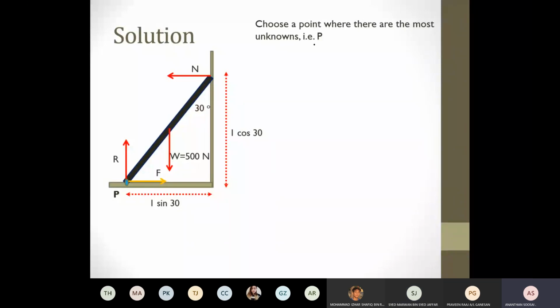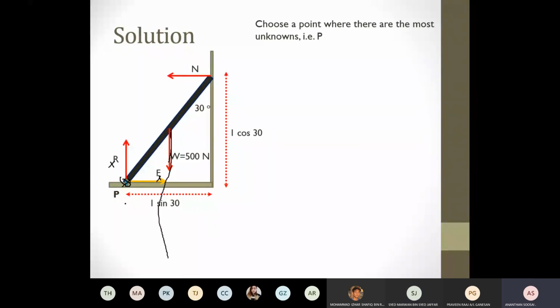Choose a point where the most unknown, okay, example is P. Yeah, take P first. If you take P as a pivot, R and F won't involve, but we can find the N already. We can find the N. If we take moment about P, how the equation looks like? If you take moment about this P, these two forces won't appear in the moment equation. So W and normal force give the moment. What is the moment caused by W about this pivot?